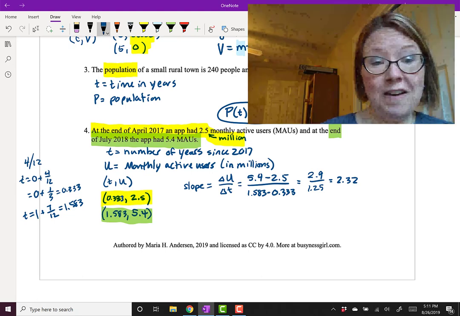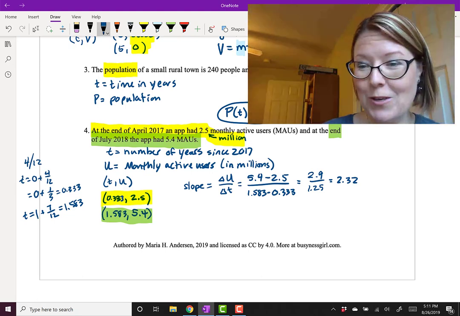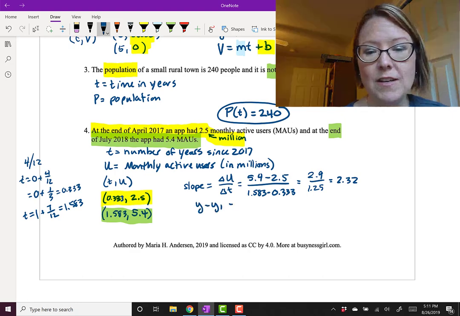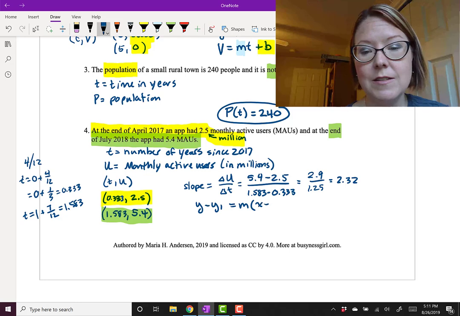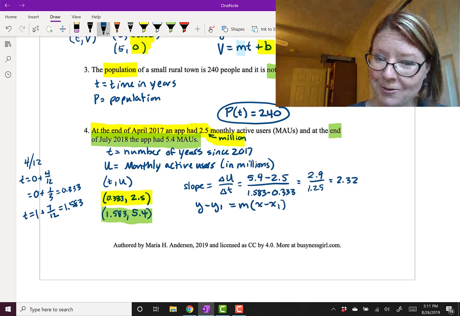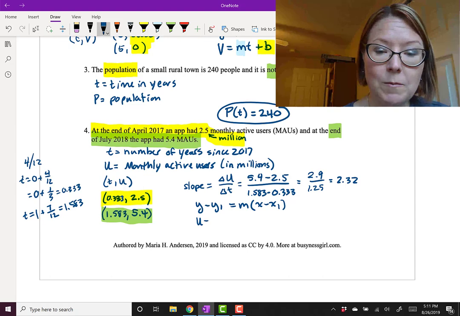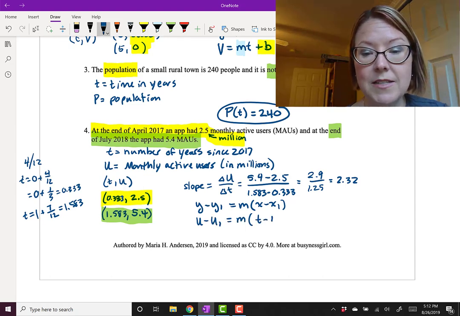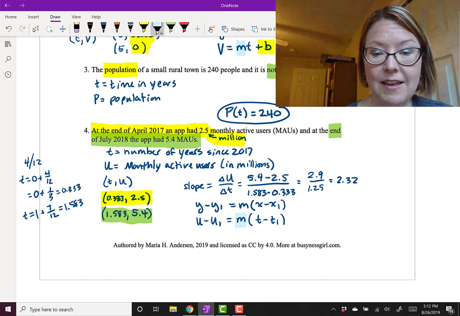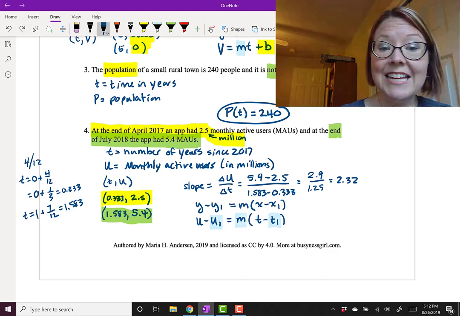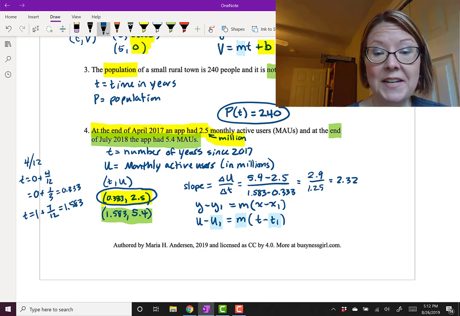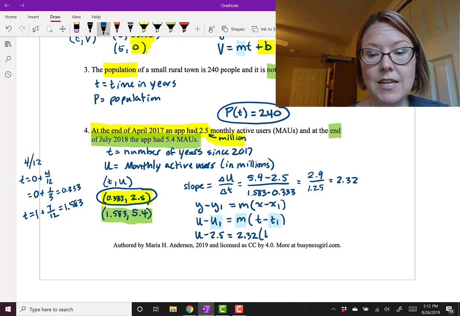Now we have the slope and we have 2 points. We're going to have to use point slope form. The normal equation for point slope form is y minus y1 equals lowercase m times x minus x1. In this case, we've got different variables. So I'm going to write u minus u1 equals lowercase m times the quantity t minus t1. And we're going to fill in the m, the u1, and the t1. Let's use the top point, 0.333 comma 2.5, to do that. We now have u minus 2.5 equals 2.32 times t minus 0.333.